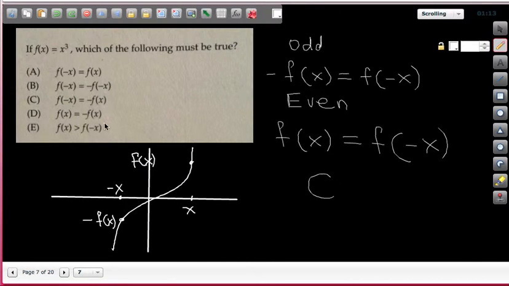f of x is equal to negative f of x. Well, you'd expect the graph to swing out that way. And f of x is greater than f of negative x. It's not an inequality, so we can't accept E at all. So the answer is C.